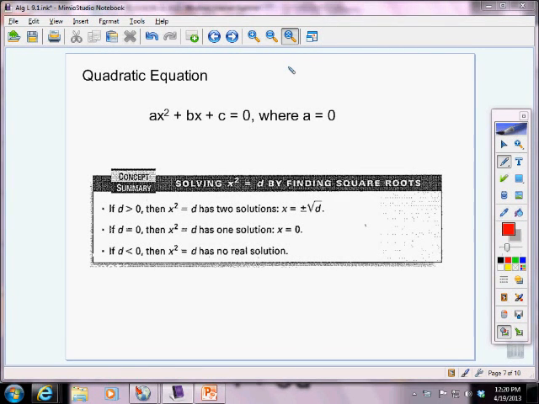Let's take a look at our quadratic equation. We have talked a lot about linear equations. Remember, linear equations a lot of times take the form y equals mx plus b. That's a standard form, but there's other forms, of course. But what I want you to notice is that our x here is raised to the first power. It's linear. If we were to graph this, it would be a straight line.